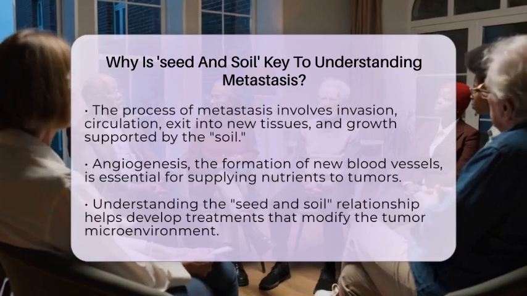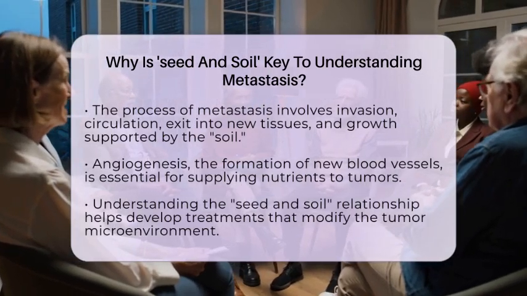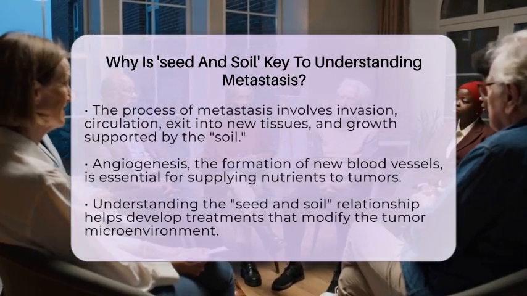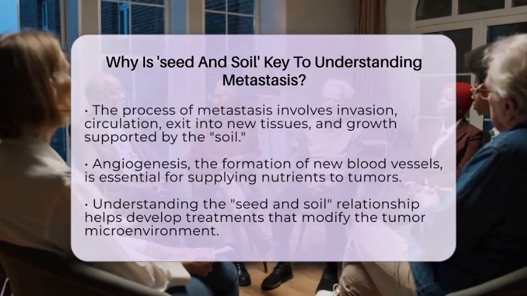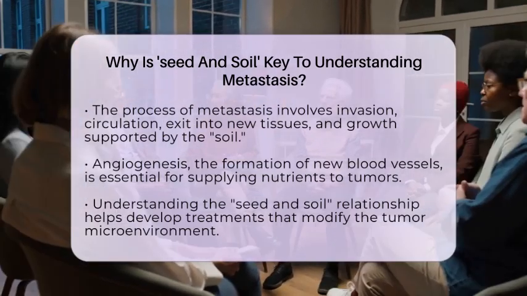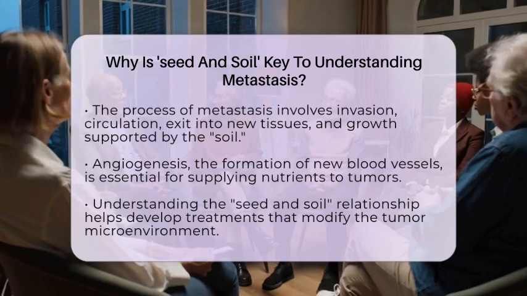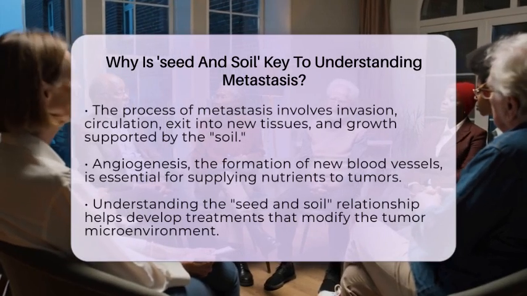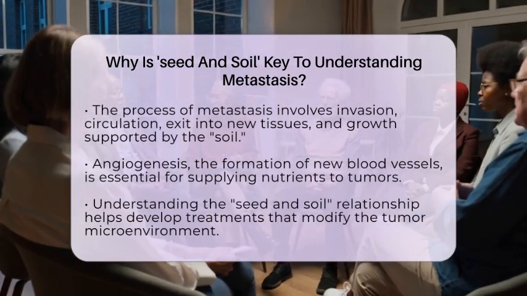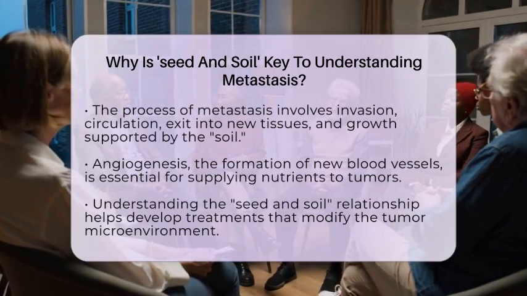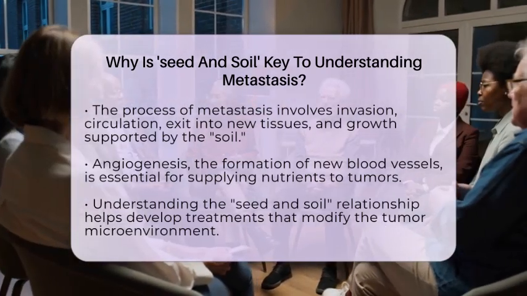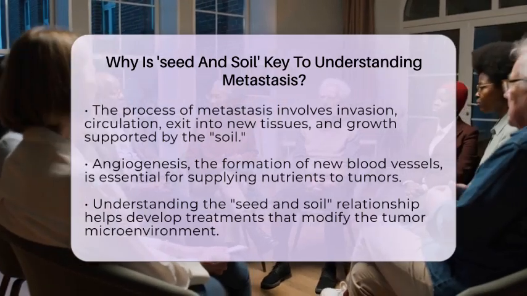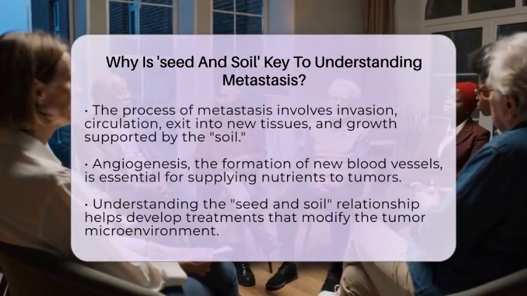The process of metastasis involves several steps. Cancer cells must invade surrounding tissue, enter the bloodstream, survive circulation, exit into new tissues, and then grow. The soil provides essential factors like growth signals, immune cells, and extracellular matrix components that help cancer cells survive and grow. Angiogenesis, or the formation of new blood vessels, is also crucial because it supplies oxygen and nutrients to both primary and metastatic tumors. Understanding this relationship has led to new approaches in treatment.